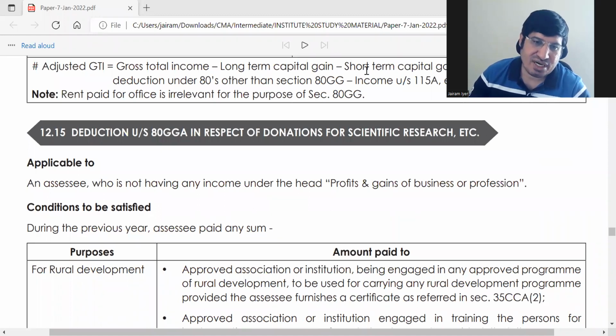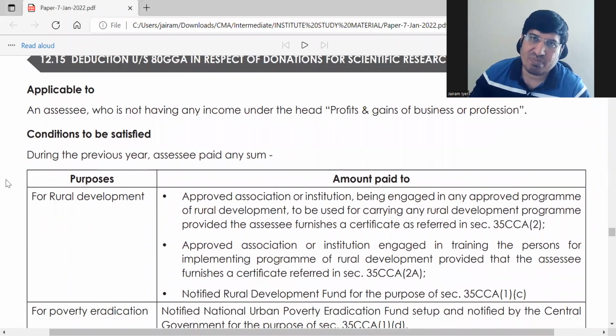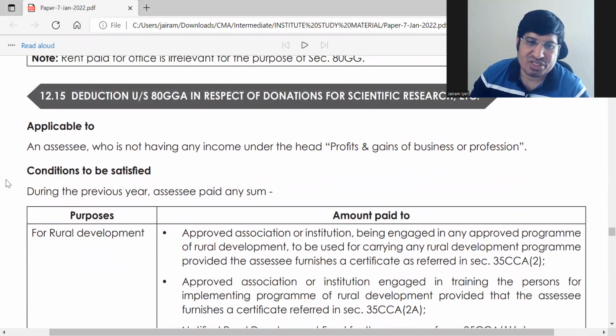Next is deduction under section 80GGA. This is for donations given for scientific research, rural development, those kinds of things. Donations which have been given, and the entire donation is deductible.